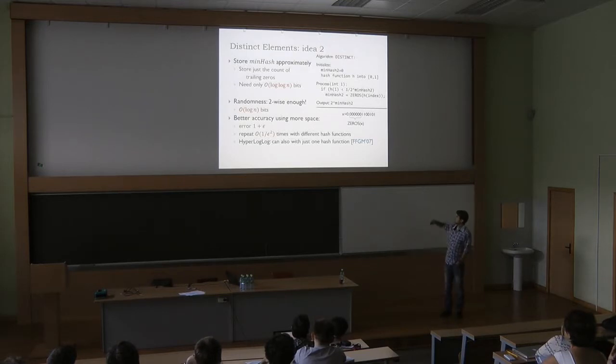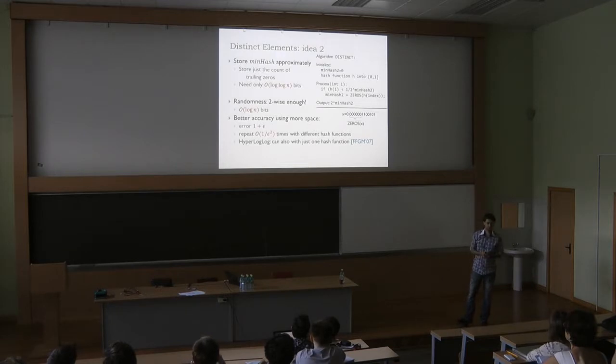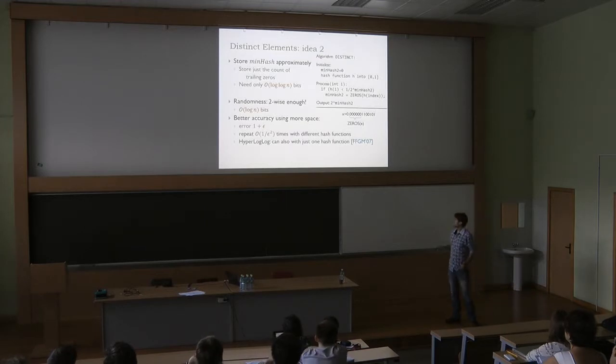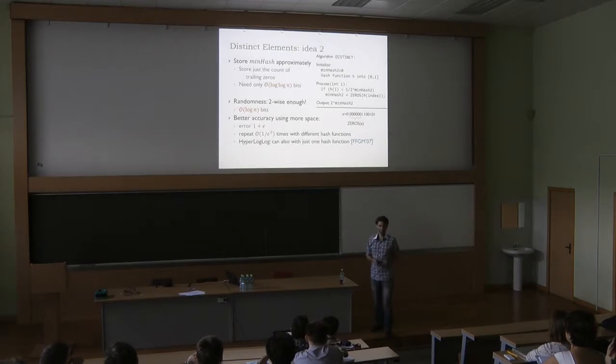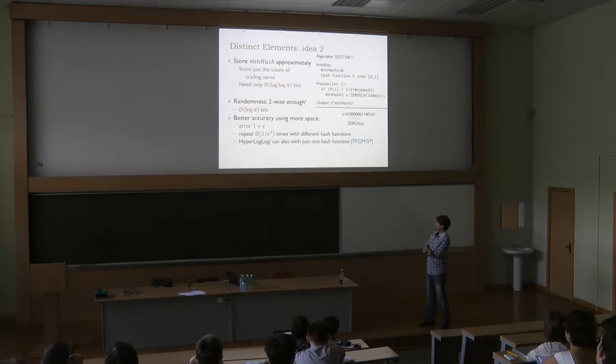And you can achieve better accuracy. So far, if you go through the numbers, you'll get some constant approximation with some constant probability. You might want to get a better precision. I want not 50% error, I want maybe 1% error. So what do you do? Well, you can repeat this entire algorithm several times and take the median estimate that you're all familiar with now. You repeat, say, 1 over epsilon squared times, with different hash functions, and it works.